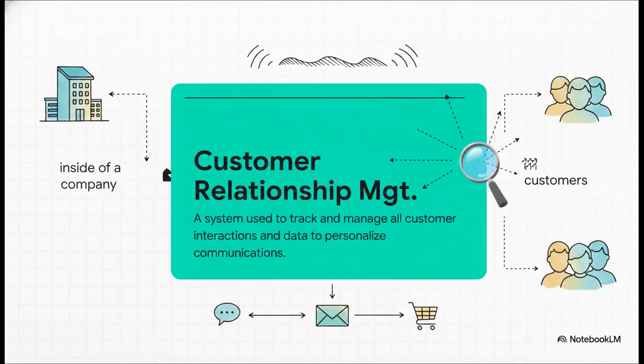So if the ERP handles everything on the inside, a customer relationship management system, or CRM, is all about the outside. A CRM tracks every single interaction with a customer, every phone call, every email, every purchase, to help the business build better relationships and personalize how they communicate.